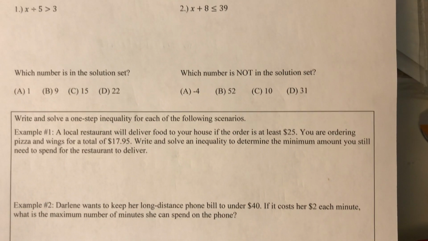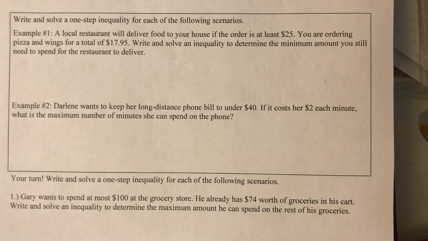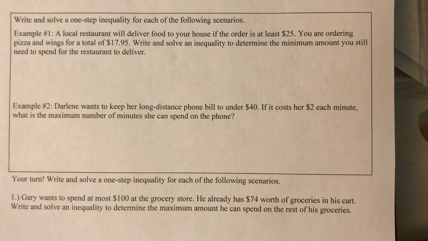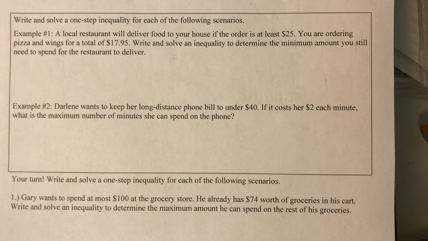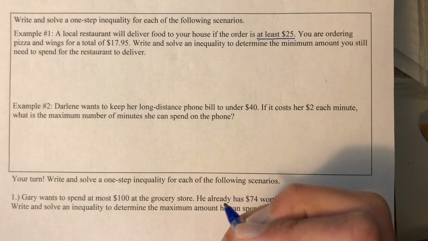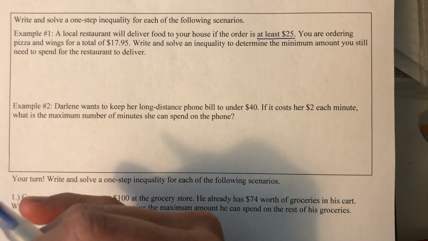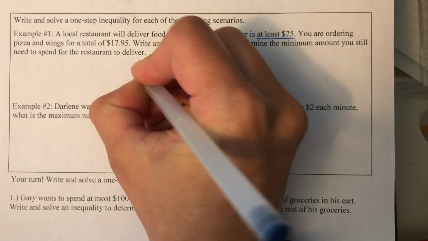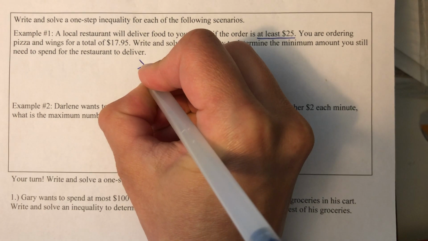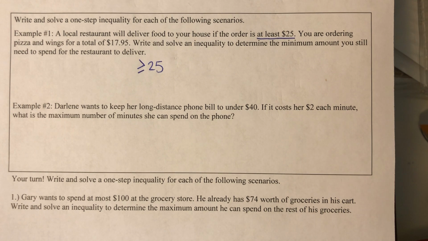Last section is writing an inequality from words, which is what we practiced last time, and then solving it. So example 1, a local restaurant will deliver food to your house if the order is at least $25. So we have to remember what that means. At least, remember, that's the lowest it can be. So I want things bigger than 25, or it could be equal to for at least. That's going to be the second part of my inequality.